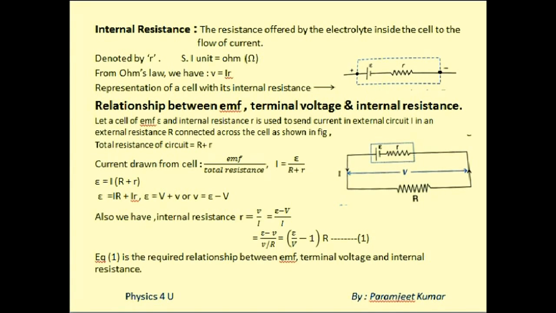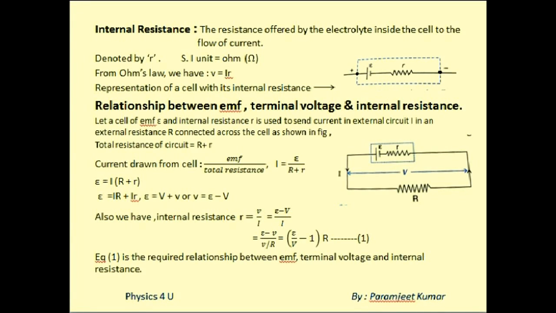So from this, epsilon equals I into (R plus r). Multiplying this, we get epsilon equals IR plus Ir. Then it becomes epsilon equals V plus v. From this we can find the value of voltage drop, that is, voltage drop equals EMF minus terminal voltage.